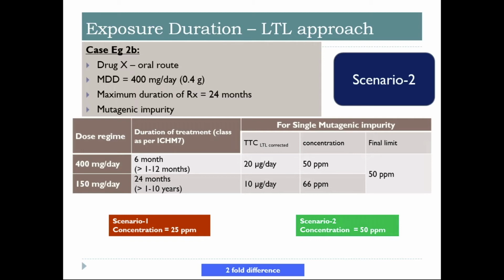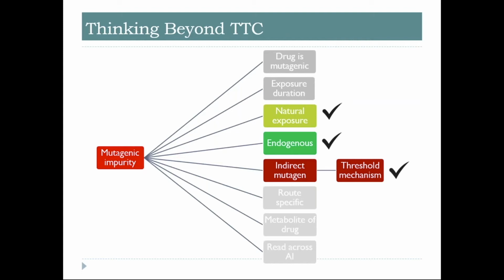Sometimes this type of relaxation significantly helps to justify a few mutagenic impurities where it is not possible to tighten these spec limits. So this case example proved that a product-specific assessment is very critical in setting or justifying mutagenic impurities. Next, moving on to the other three concepts: natural exposure, endogenous compounds, and indirect mutagens, which have a threshold mechanism. I'm covering these three concepts together, as they are interlinked and the mechanisms involved are mostly similar.